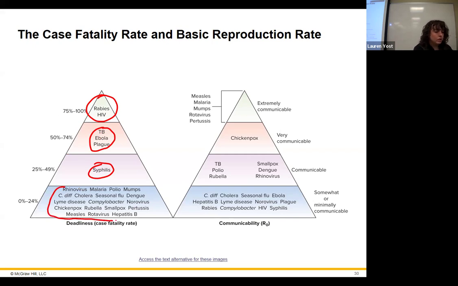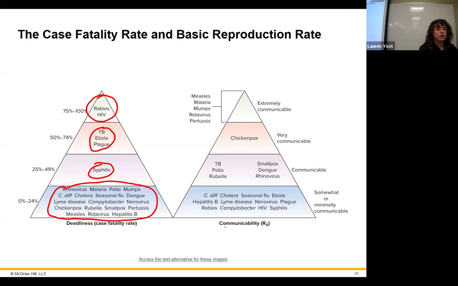And then these ones that are 0 to 24, rhinovirus, cholera even is down there. Smallpox is even down there. So these are still some very serious diseases that even the government is still concerned about, but they're down there in that bottom. And I don't know if you know this, but a 24% case fatality rate would still be very high loss of life. Most diseases that we encounter aren't going to have that.